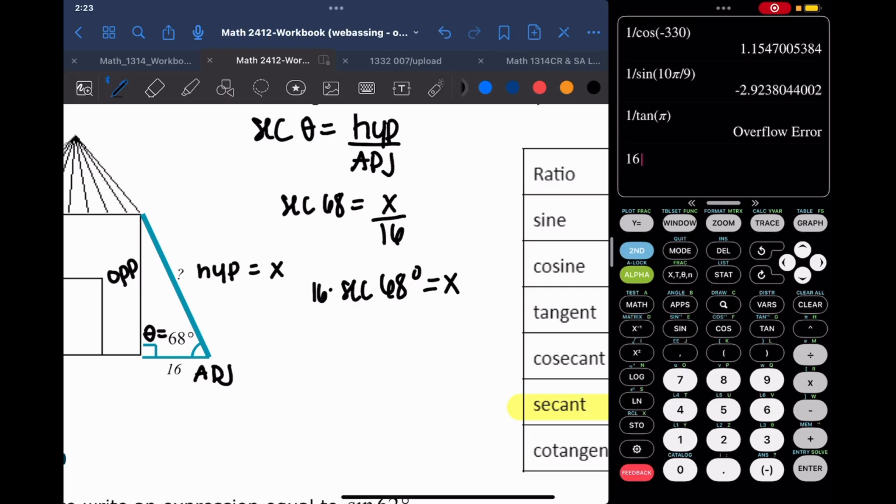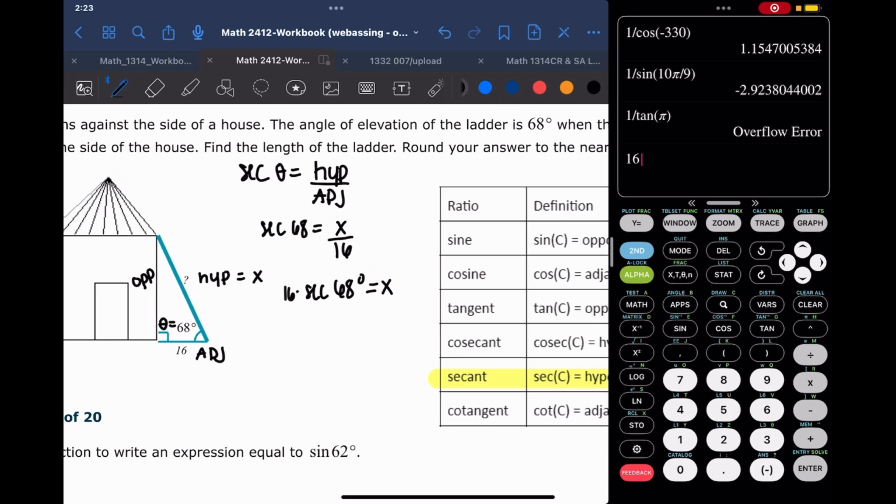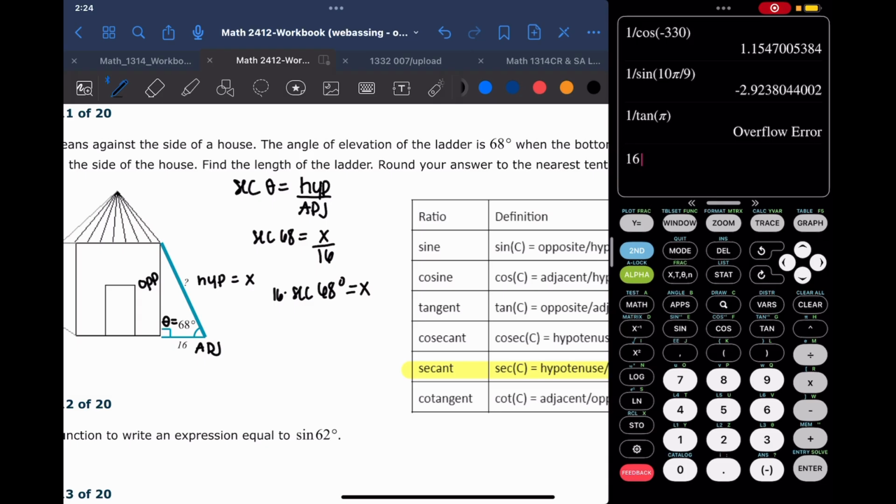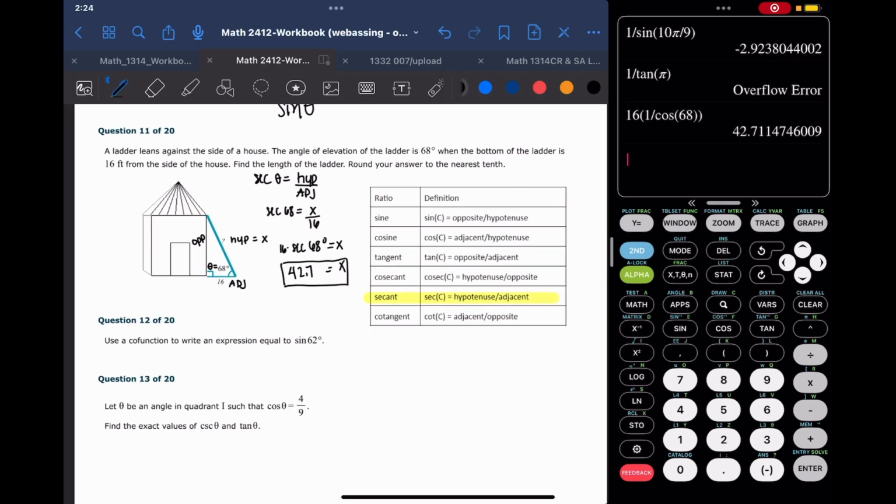So 16, and instead of saying secant, we're going to say in our calculator 1 over cosine of 68. Enter. We're going to get x equals 42.7. And that's the length of x, or the hypotenuse.